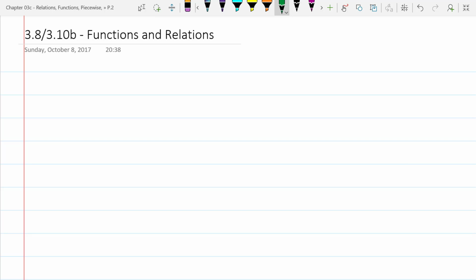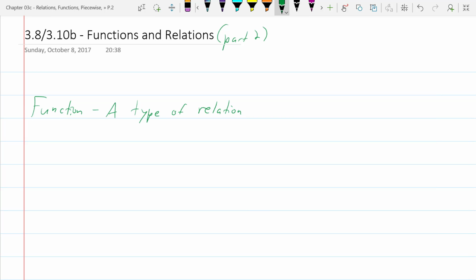To review from yesterday, because this is essentially a part 2 lesson from what we did before, you need to know the definition of a function. I don't ask you to memorize much in this class, but this is one of them. You need to be able to write this verbatim. The definition of a function is, first, that it is a type of relation. So you need to know what the word relation means, because I could always ask for that word as well. A relation is just any set of ordered pairs.